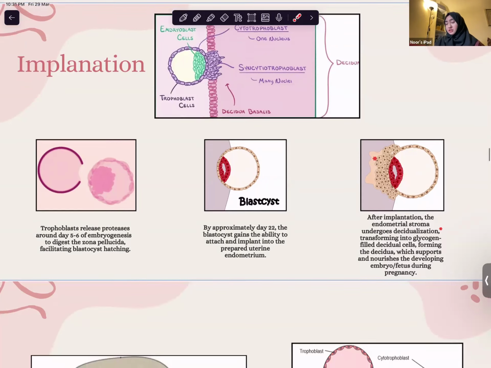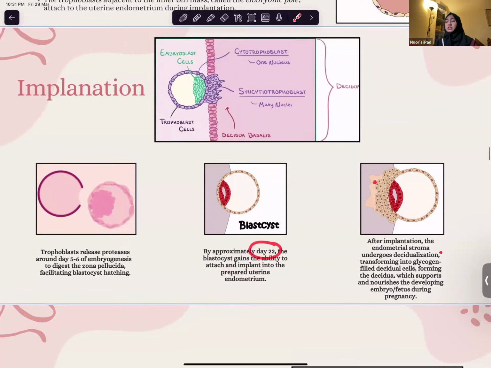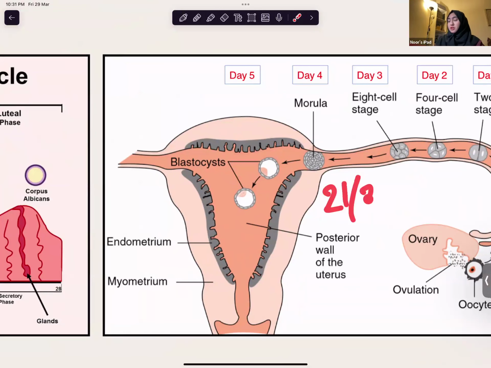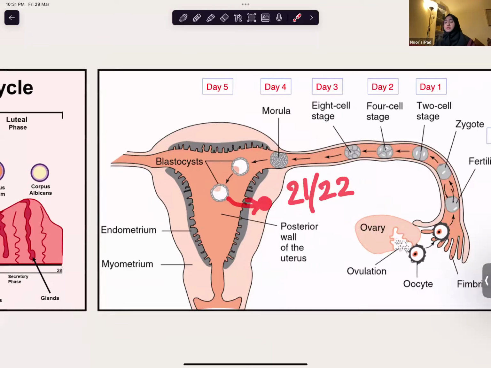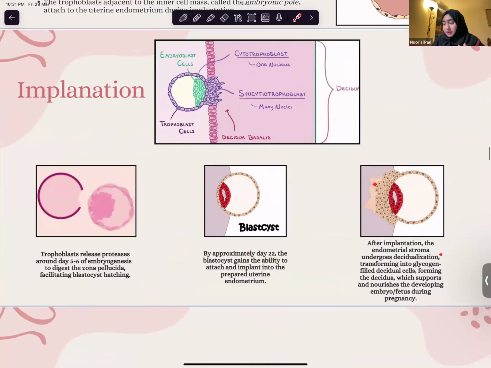The next one is that by approximately day 22, the blastocyst gains the ability to attach and implant into the prepared uterine endometrium. So when I'm talking about day 22, let me go back to the picture. Remember when I said that implantation might happen across day 21 to 22, it's basically at this time when the blastocyst is about to be implanted. So it's that day 22 which is being spoken about here.